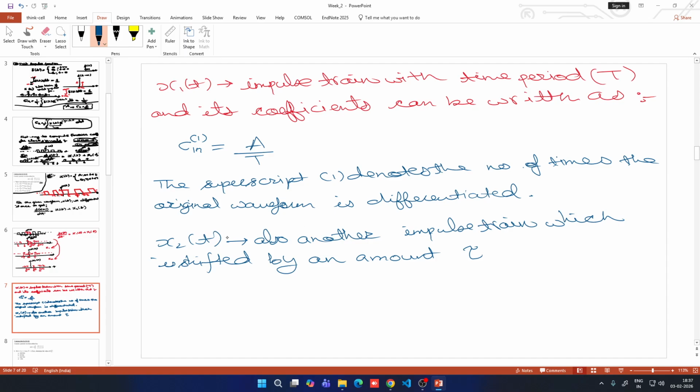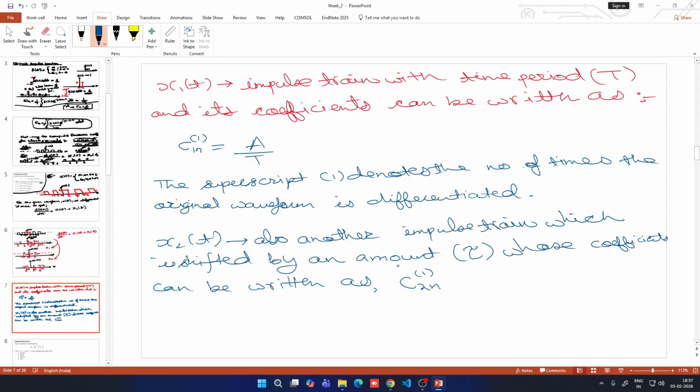So this x2 of t is also another impulse train which is shifted by an amount tau. So now what we are doing here is we are going to use two properties, the impulse one and the time shifting property. So whose coefficients can be written as C2n.